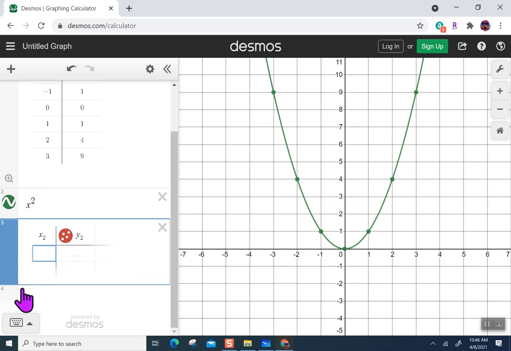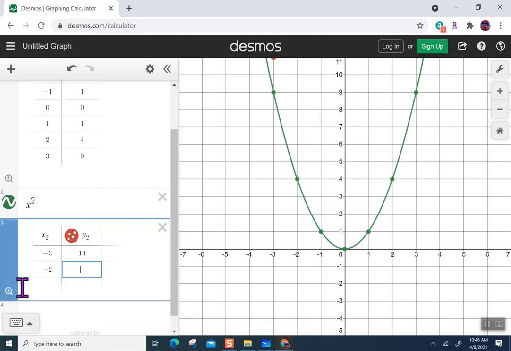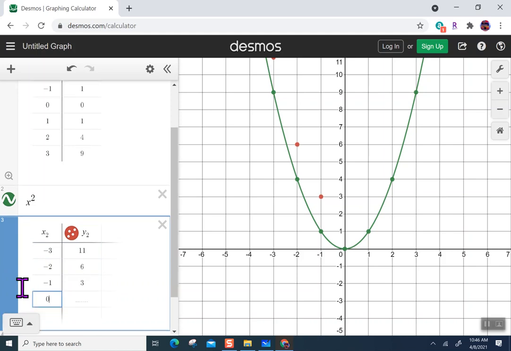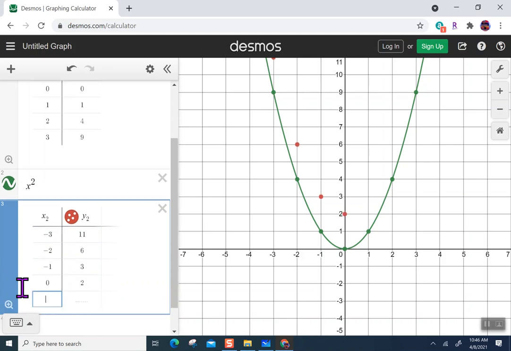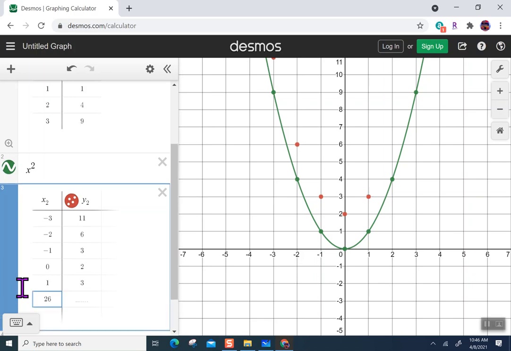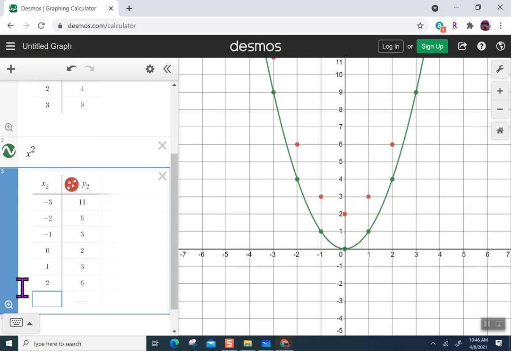Okay, so for this one, we're going to do -3, 11, -2, 6, -1, 3, 0 goes to 2, 1 went to 3, 2 went to 6, and finally 3 went to 11. Now, if you look really close, it looks like it stretched. Looks like it stretched a little bit, but in reality, it didn't.